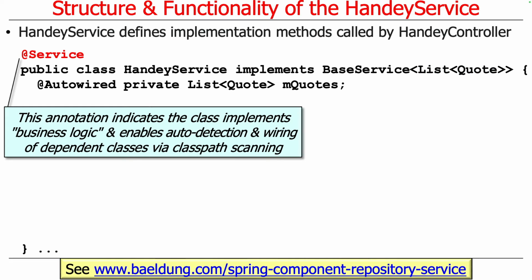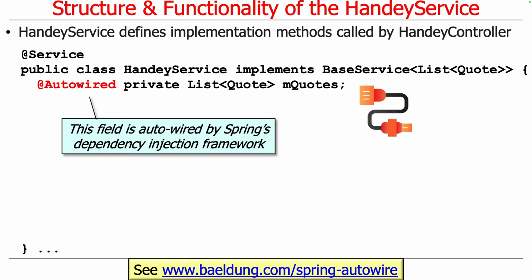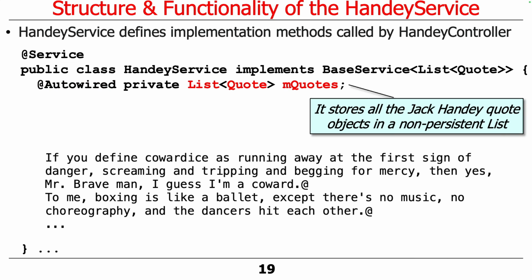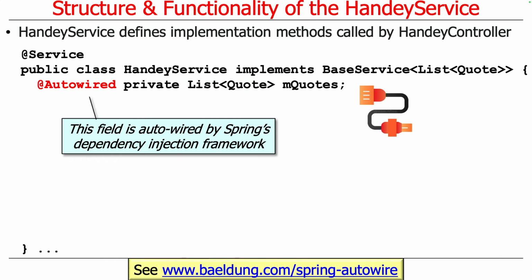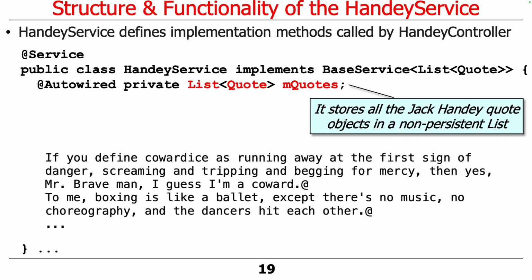This just says this is a service that can be auto-wired and auto-detected and so on. We auto-wire one field here, which is this quotes field, and this is what stores all the Jack Handey quote objects in a non-persistent list. And what that means is that when the program starts up, because this is an auto-wired field, there's a bean that will create a list of quotes, and here are some of the quotes from Jack Handey.